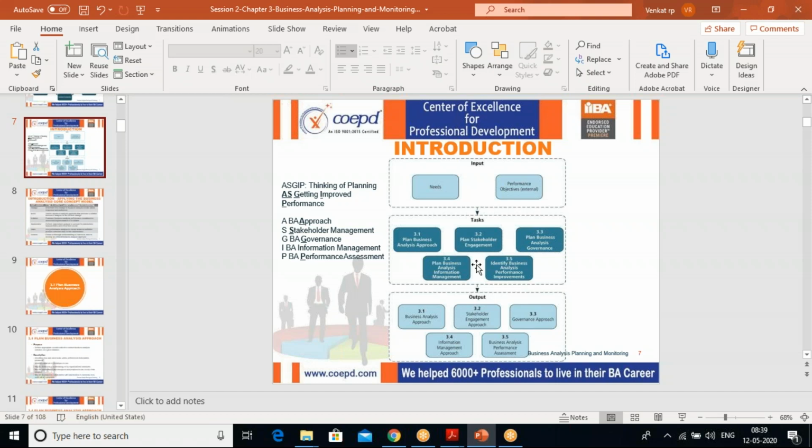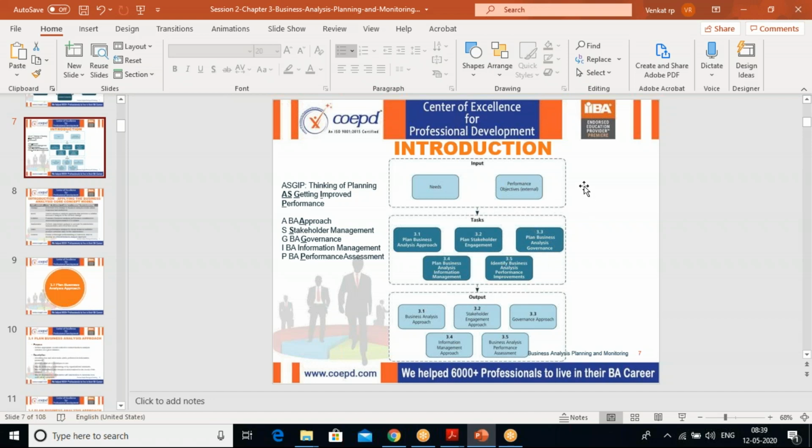First of all we have to come up with the key performance indicators, and then how to improve on it, then we will address it. So these are the 5 tasks which are there in business analysis planning and monitoring. Now let us discuss these.